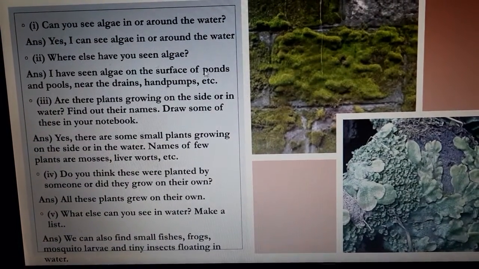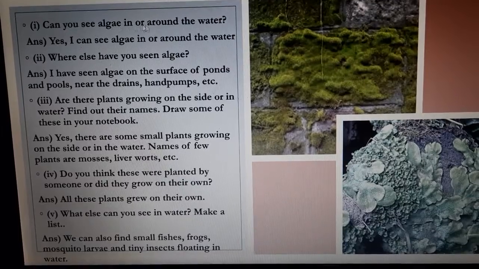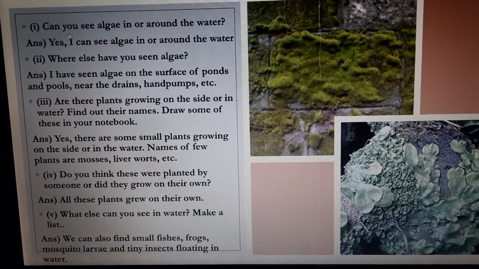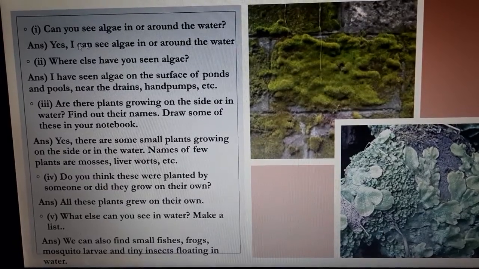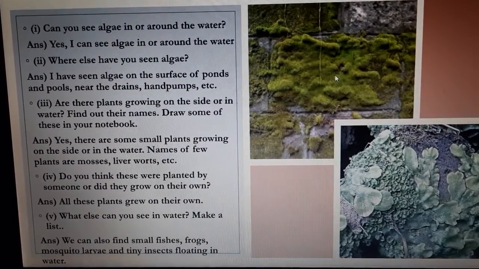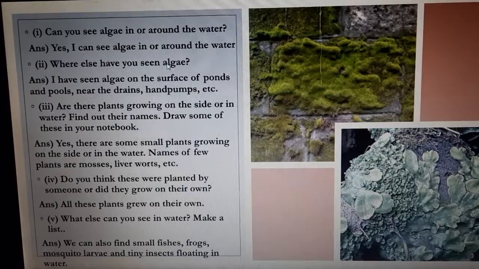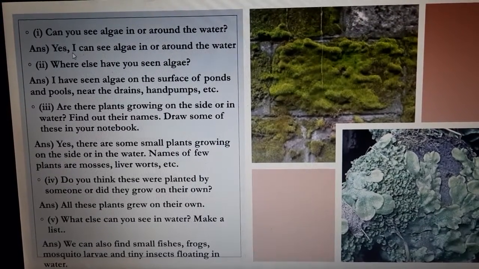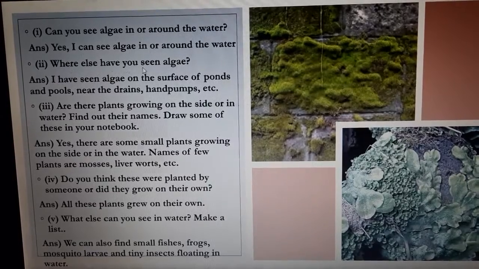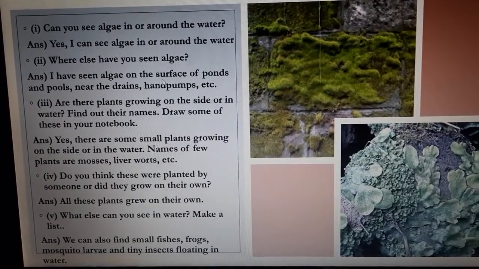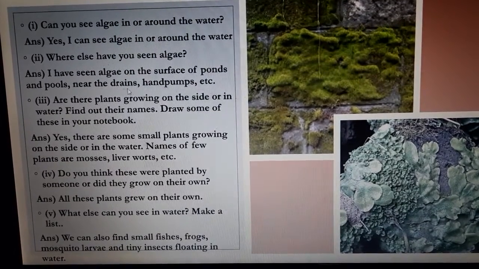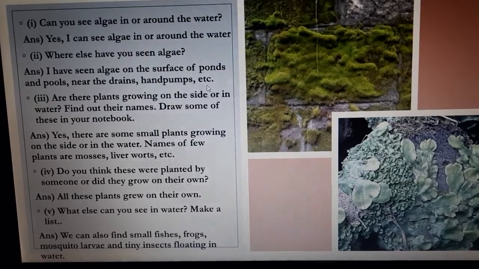Let's answer these questions. Can you see algae in or around the water? So, you also must have seen these algal growth. It looks something like this, children, and it is slippery. Yes, I can see algae in or around the water. Where else have you seen algae? I have seen algae on the surface of ponds and pools, near the drains, hand pumps, etc.